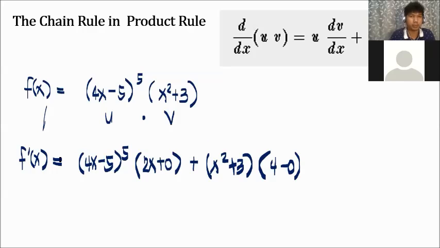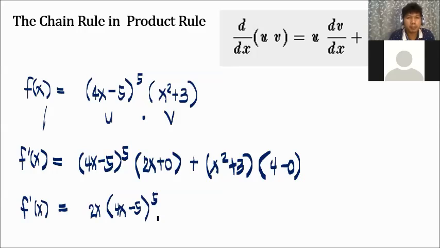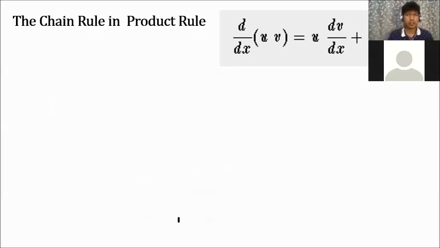Then we just simplify this one. f prime x is equal to 2x times 4x minus 5 raised to 5 plus 4 times x squared plus 3. So that is how we use the chain rule in product rule. Okay? We can have another example here.